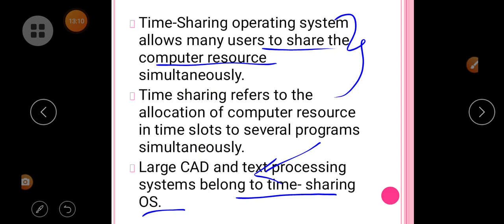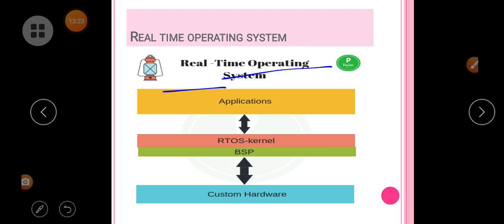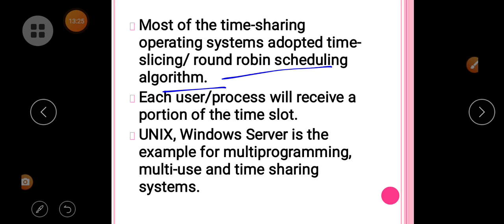See here, user 1 has access to the CPU at one point of time. Same as user 2, who will also have access to the CPU at some point of time. Like this, all the users will have access to the CPU at some point of time. Unix or Windows servers are examples of this.